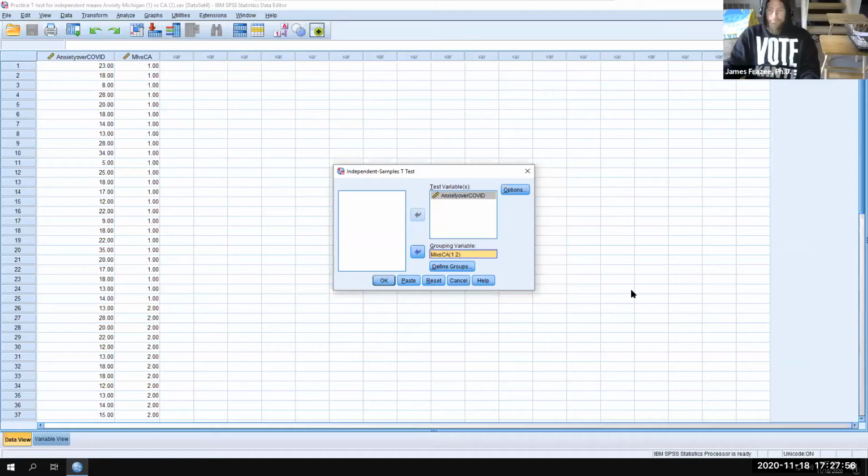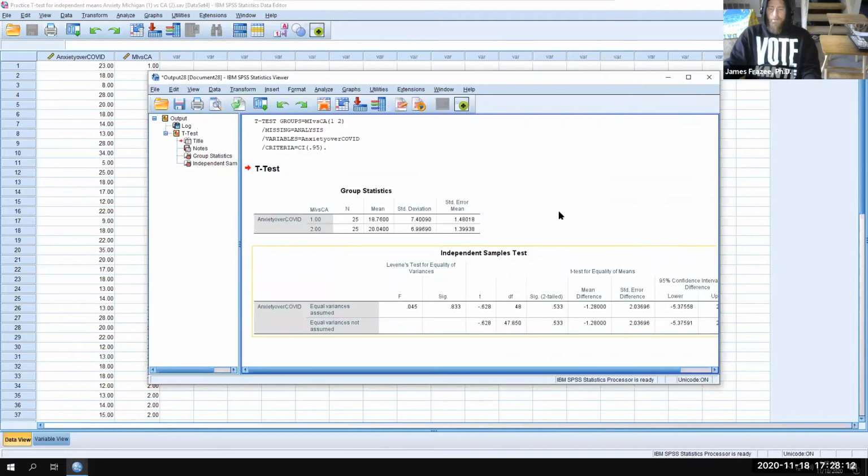All right. Anxiety over COVID mission. Okay, so we've told it which one's which, and we will now click OK. See what happens. Is there a difference? Okay. There was 25 from each. Fine. Equal samples. Michiganders had 18.76 anxiety, and yet Californians had 20.04.